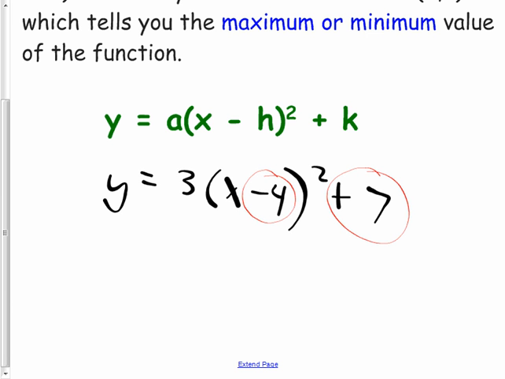Except you have to do one bit of thinking. This part's the x, this part's the y, and so it's something comma something, but it's not negative 4 comma 7. Can anybody be a little smarter than that? Yes, sir. Why would it be 4 comma 7?